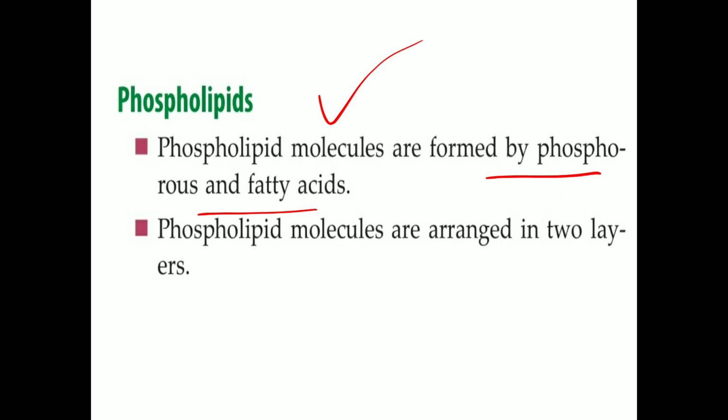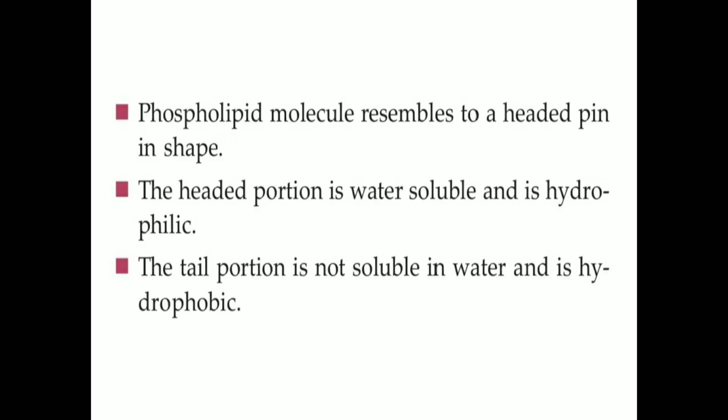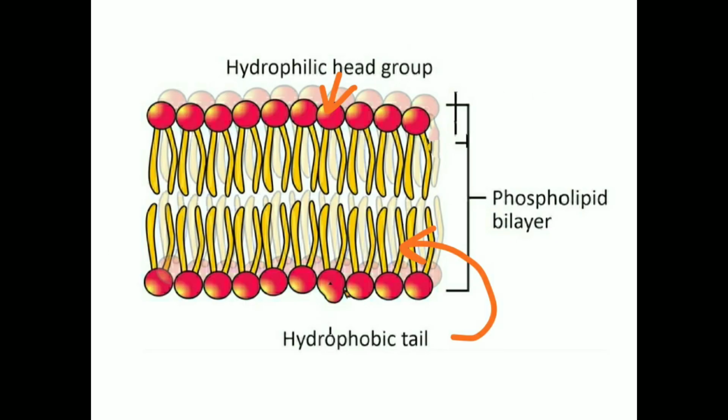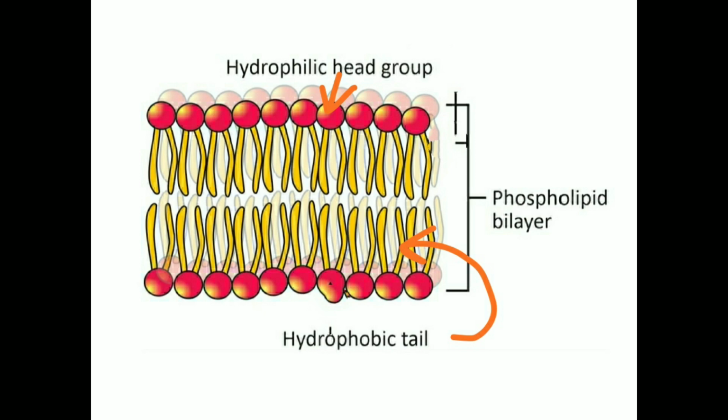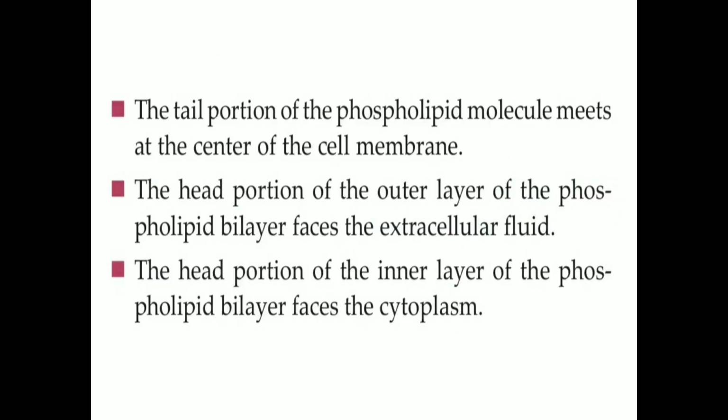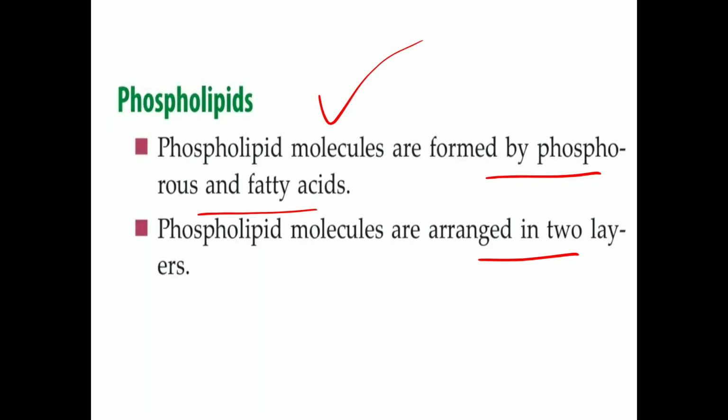Phospholipid molecules are arranged in two layers. You can see that in the diagram here. A layer of phospholipid molecules and another layer of phospholipid molecules make it a phospholipid bilayer. Bi means two. There are two layers of phospholipid molecules.